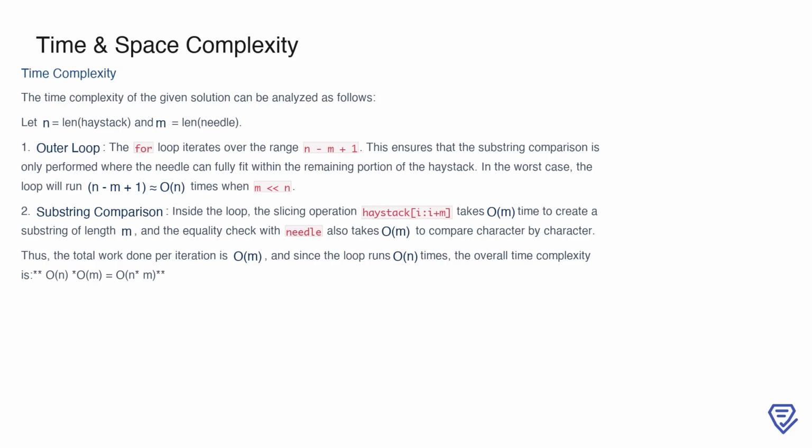For each iteration of the loop, we perform a slicing operation on the haystack to extract a substring of length m. This slicing takes O(m) time because it involves copying m characters. Additionally, we perform an equality check to compare this substring with the needle, which is also O(m), since it checks the characters one by one. Combining these, the work done in each loop iteration is O(m), and since the loop can run up to n times, the overall time complexity becomes O(n*m).